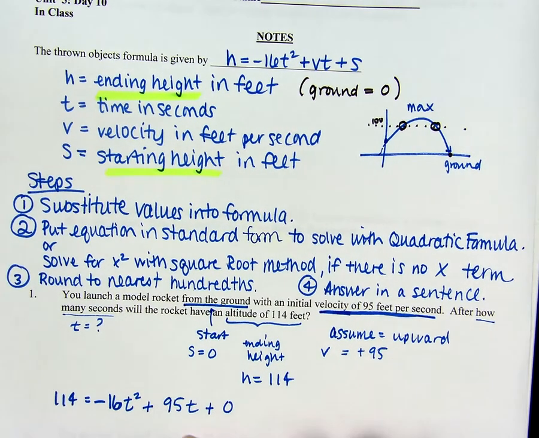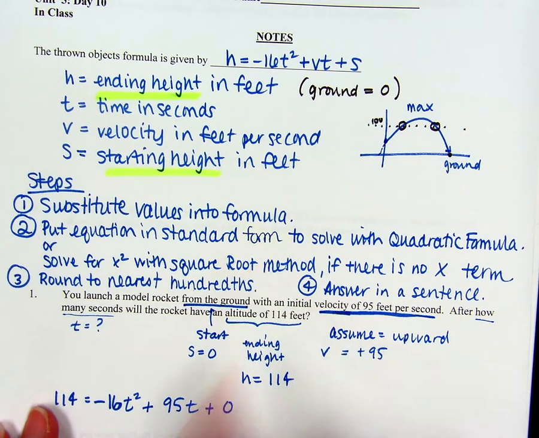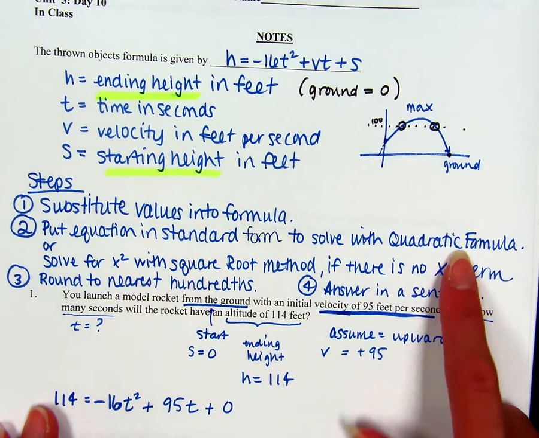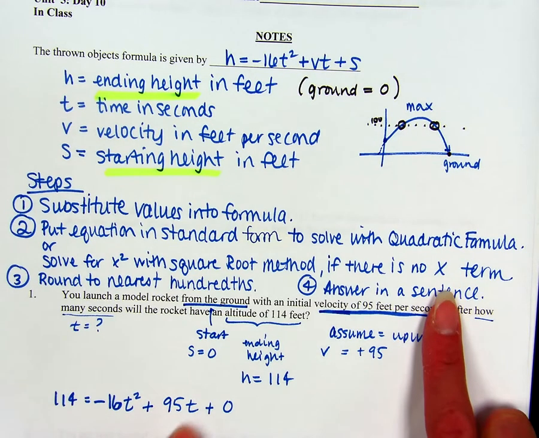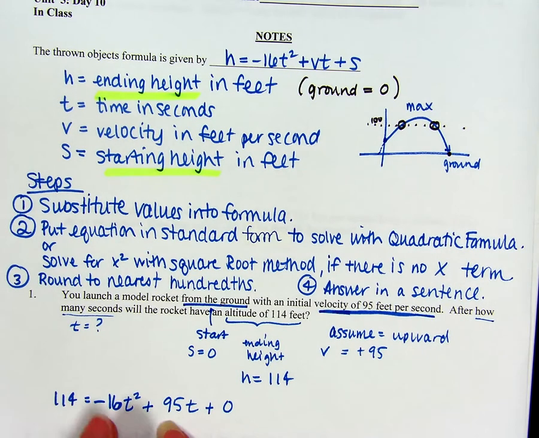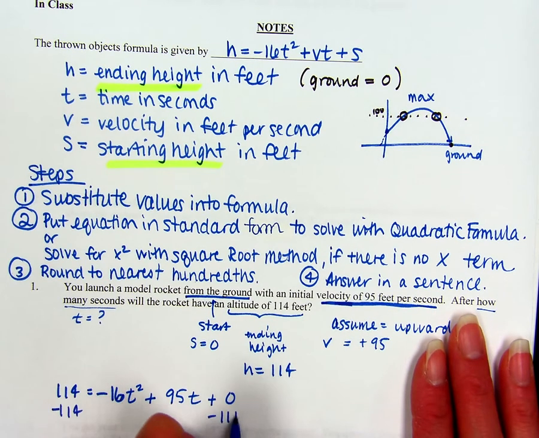Okay, so first thing you're going to do is substitute the values into the formula. Then you need to put the equation into standard form. That's typically how we're going to solve. Or you can use the square root method if there's no middle term, if there's no x term. But in this case, we have an a, a b, and a c once we move the negative 114 over. So we're going to make it equal to 0. So we have 0 equals negative 16t squared plus 95t minus 114.